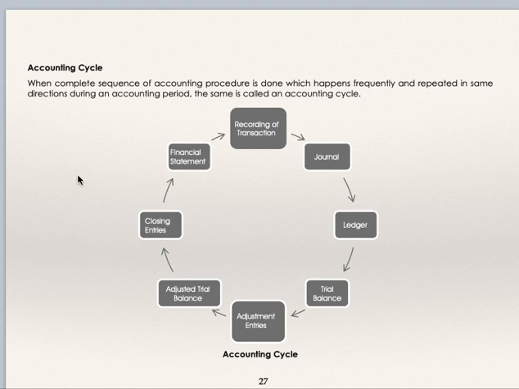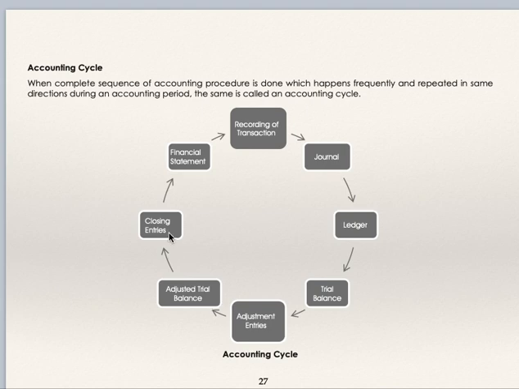Now we'll see the accounting cycle. When transactions enter into the business, they are recorded in the books of accounts. This recording takes place in various books of accounts like journal and subsidiary books, and from the journal and subsidiary books it gets posted to the ledger. Then trial balance is prepared. There are various adjustment entries passed, like prepaid expenses, outstanding expenses, depreciation, etc. Sometimes an adjusted trial balance is also prepared.